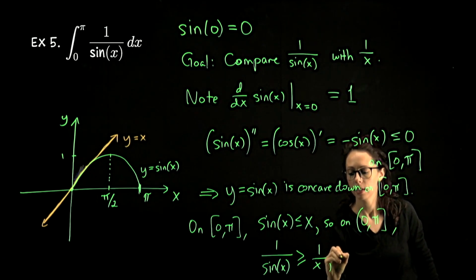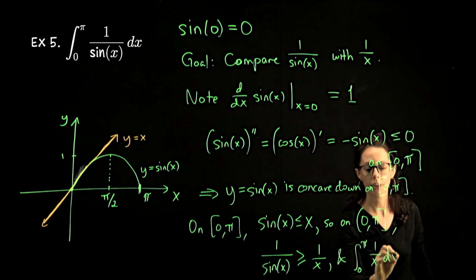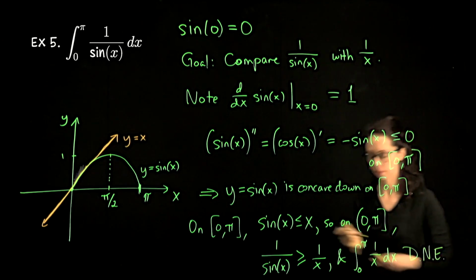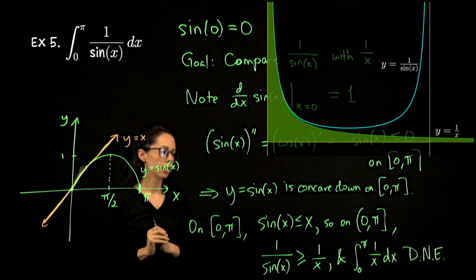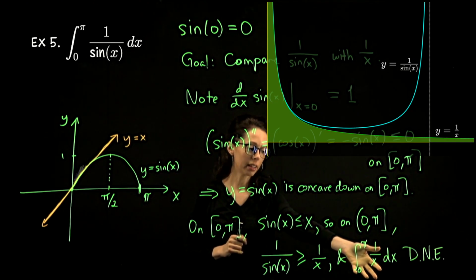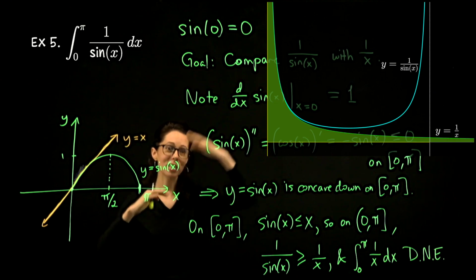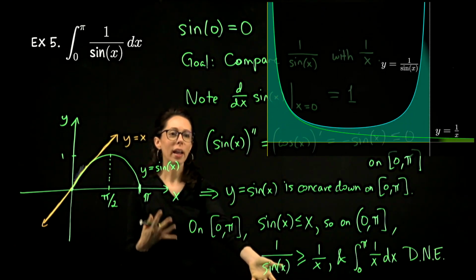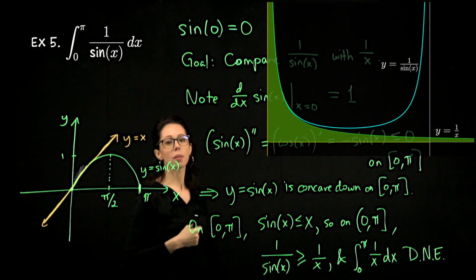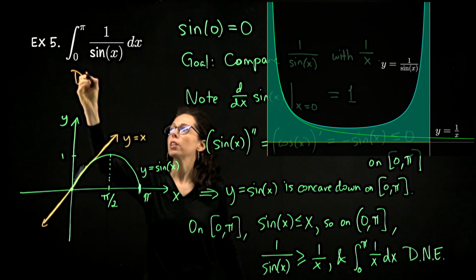So from 0 to pi, this integral of 1 over x diverges. Since this is enclosing an infinite amount of area under its graph, and this is over that graph, this is a function which is higher, it's going to enclose, if anything, more area. It's not going to enclose less area. So if this does not exist because it's enclosing an infinite amount of area, then this one has the same property. So this diverges by comparison.